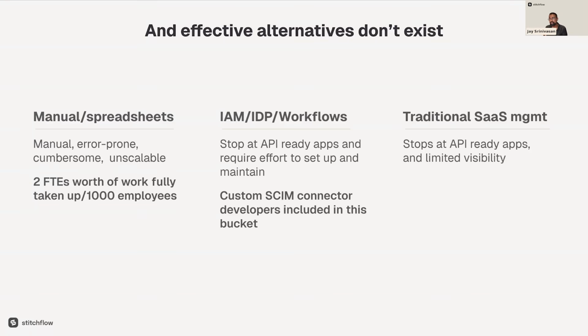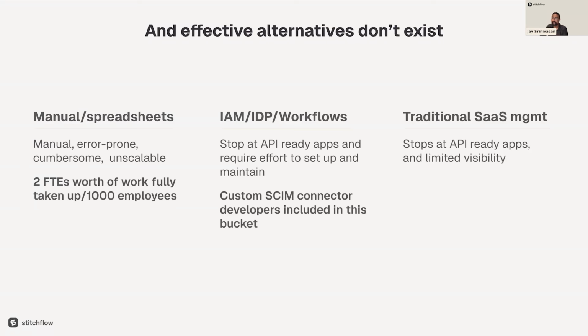The other alternatives that exist today tend to either fall in the identity space, the workflow space, or traditional SaaS management. And these are incredibly effective tools, but the problem is they stop where the APIs end. So if you have tools that have APIs, you could set up a workflow. If you have a tool that doesn't have an API or you don't have access to the API, whether you're using a SaaS management solution, an identity provider, or a workflow tool, you're stuck because those apps are going to be disconnected and it falls back on manual.